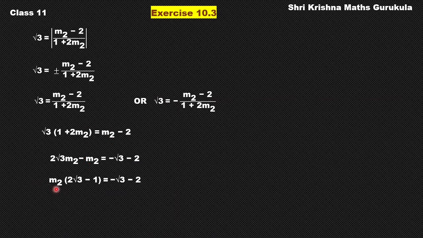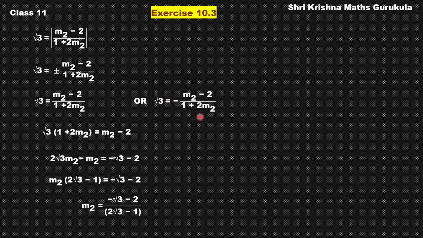Let's take out m2 as common factor. Then it is 2 root 3 minus 1. That's equal to minus root 3 minus 2. Now m2 is equal to minus root 3 minus 2 whole divided by 2 root 3 minus 1. So this is the slope of the line when the term is positive.